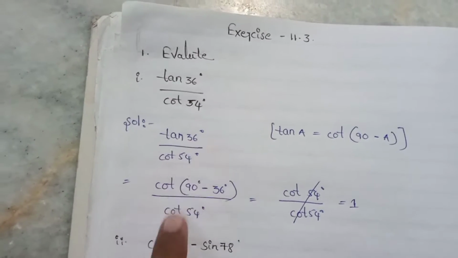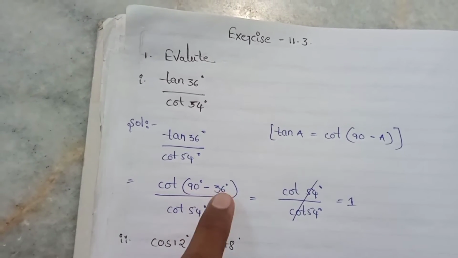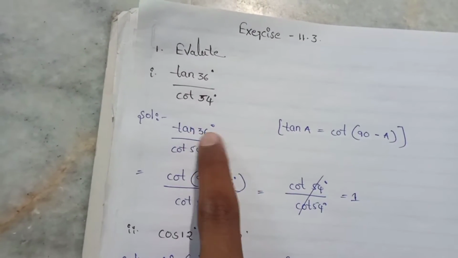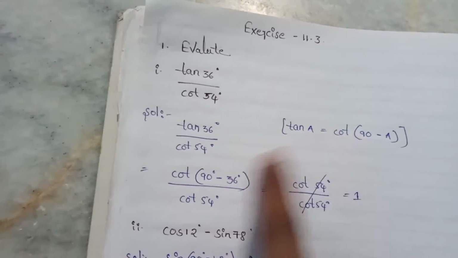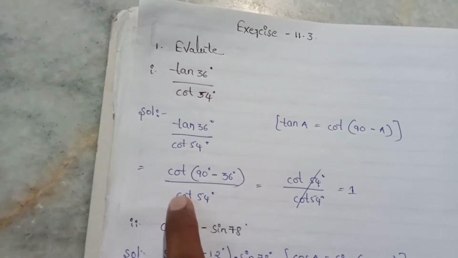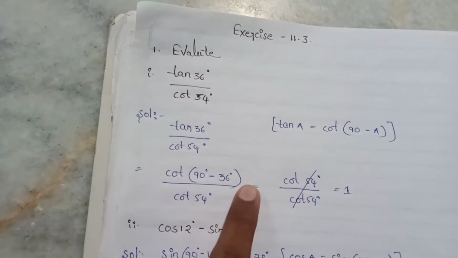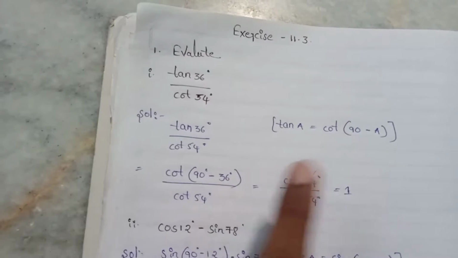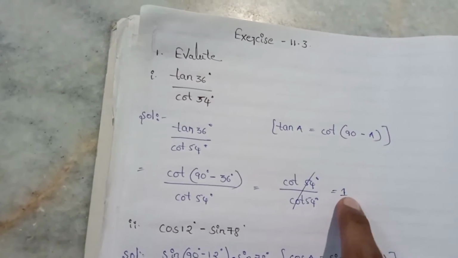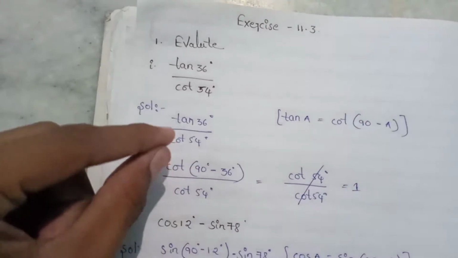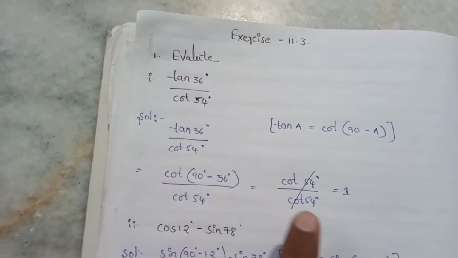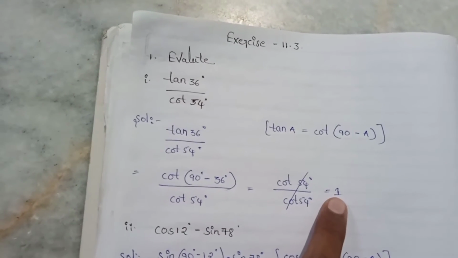See, tan 36 degrees is equal to cot 90 minus 36 degrees. Here it is A angle. Tan A means tan 36 degrees is equal to cot 90 minus, what is A here? 36 degrees. So tan 36 degrees by cot 54 degrees is equal to cot 90 minus 36, that is 54 degrees. Cot 54 by cot 54 cancel. What is remaining here? 1. Observe here, only we have to change one term and it must be in the form of a whole number. See here, 1 is a whole number.